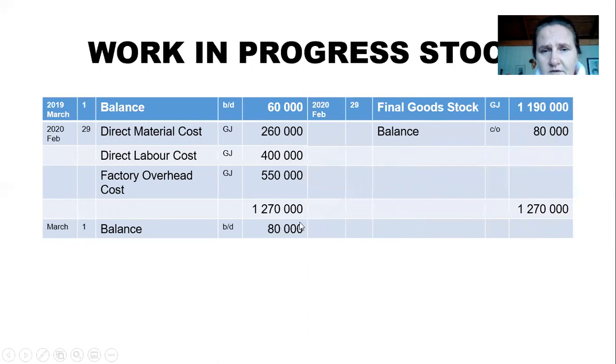So we are going to look at how many pieces of furniture, clothing, whatever, are still half manufactured. We're going to subtract that. So in this case, we've got about 80,000 worth of stock that's halfway done. We're going to subtract that, and the difference is going to be the cost of the stock that I've actually completed. So finished goods stock is going to be 1,190,000.